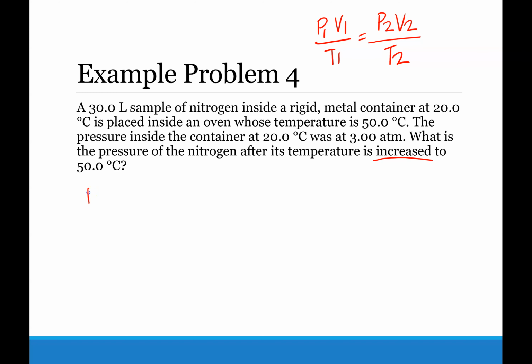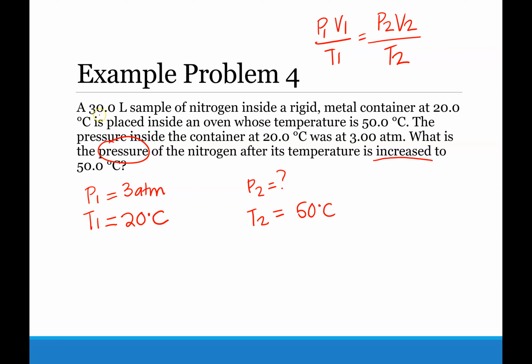The pressure inside of the container at 20 degrees Celsius was 3 atm. So we're going to have a P1 and a T1 that's relevant. The first pressure was 3 atm. The first temperature was 20 degrees Celsius. So that means we're going to have a P2 and a T2, and we're going to be looking for one of these things. What is the pressure? So we're looking for a P2 of the nitrogen after the temperature is increased to 50 degrees Celsius, which is going to be our T2.